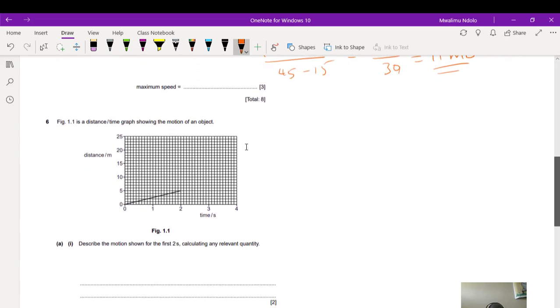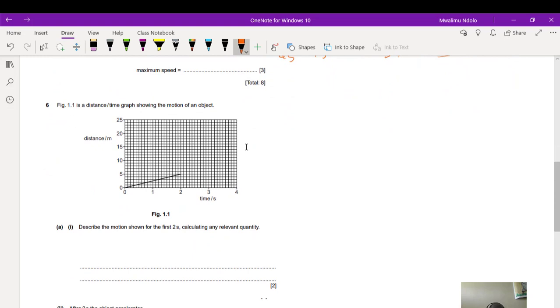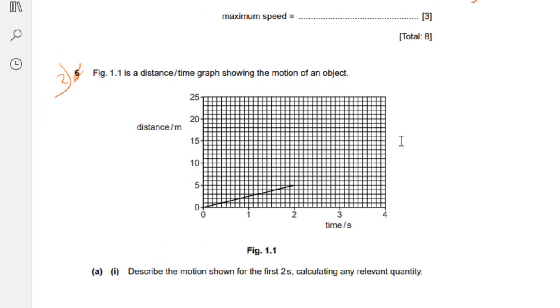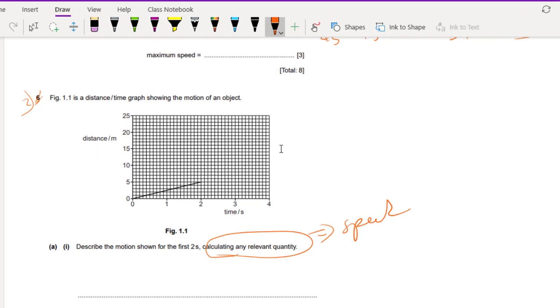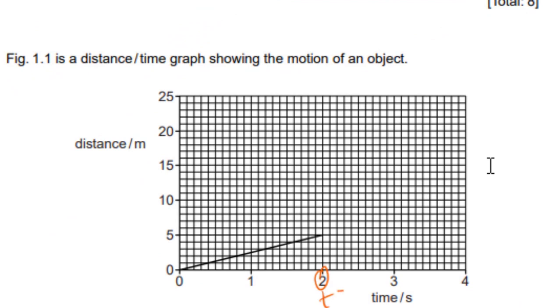Alright, number 6, according to our question here, this can be number 2. Now the figure below shows a distance time graph of a body that is in motion. Part A, Roman 1, describe the motion shown for the first 2 seconds, calculating any relevant quantity. Now using the graph, the only relevant quantity we can calculate here is the gradient of the graph, which represents the speed.